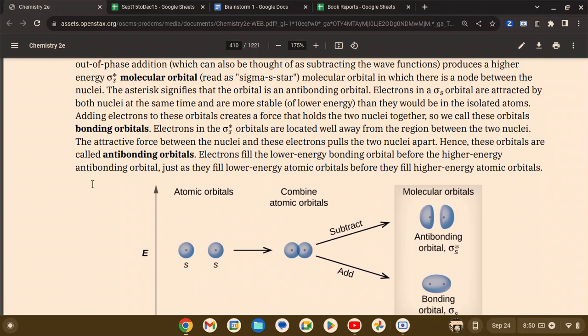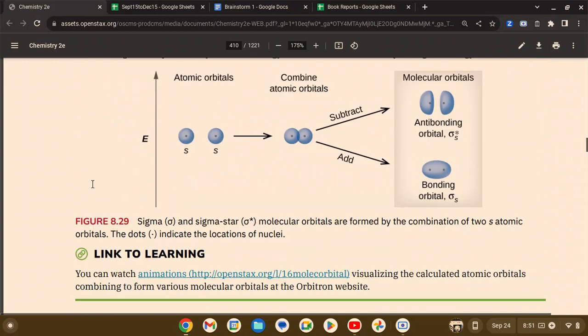Electrons in a sigma s orbital are attracted by both nuclei at the same time and are more stable than they would be in the isolated atoms. Adding electrons to these orbitals creates a force that holds the two nuclei together. So we call these orbitals bonding orbitals. Electrons in the sigma s star orbitals are located well away from the region between the two nuclei. The attractive force between the nuclei and these electrons pulls the two nuclei apart. Hence, the orbitals are called antibonding orbitals. Electrons fill the lower energy bonding orbital before the higher energy antibonding orbital, just as they fill lower energy atomic orbitals before they fill higher energy atomic orbitals.